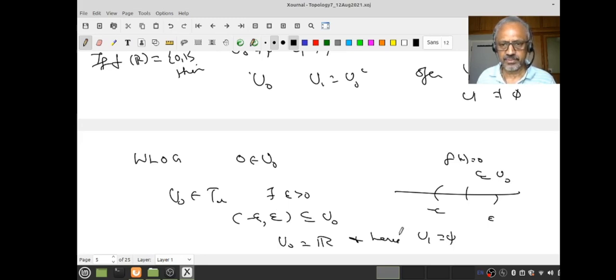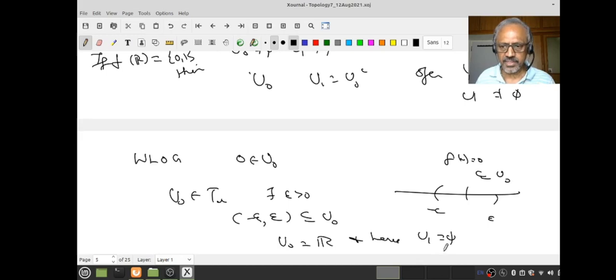This contradiction shows f cannot take both the values 0 and 1. How did I arrive at the contradiction? If f takes both the values 0 and 1, then U0 is not empty, U1 is not empty, and U1 is U0 complement. Now I am going to prove, assuming 0 belongs to U0, or any x for that matter, I will take x minus epsilon to x plus epsilon. For convenience sake I am assuming 0. I am going to show U0 is all of R. If that be the case, what can I conclude about U1? Then U1 must be empty.